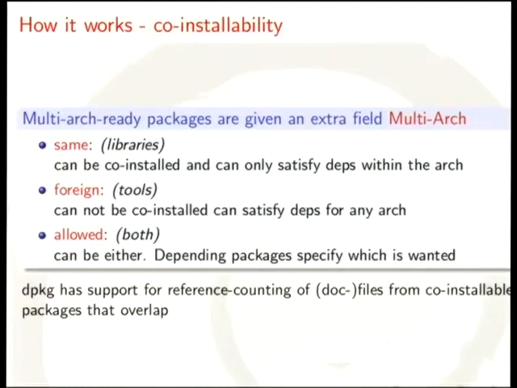Every package gets this field, Multi-Arch. Well, not every package actually, just packages which are multi-arch ready or needed for other reasons. And you just say, yes, this is a Multi-Arch same package, which means it is co-installable with other architecture packages of the same name, but it'll only satisfy dependencies within that architecture. Or it's a foreign package, which means it's just a tool. It doesn't matter which architecture. Anything that will run on this machine is fine. Just get me one.